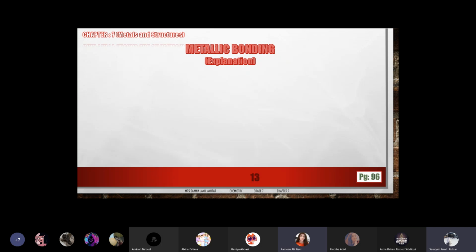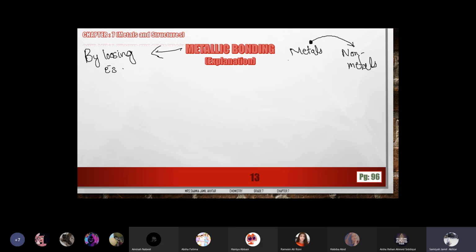So metallic bonding is the bonding in the metal. And this bonding in the metal is by losing electrons, because we all know that metals have the property to lose electrons, right? In ionic bonding, we saw metals and non-metals, and we discussed that metals give electrons to non-metals. So metals always lose. This property we will use here.